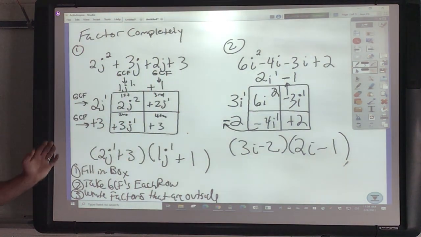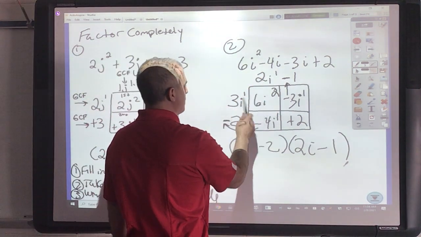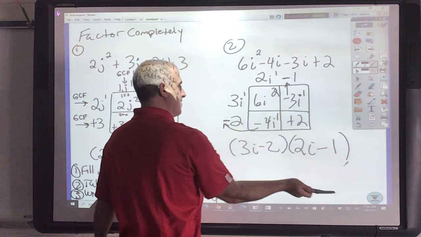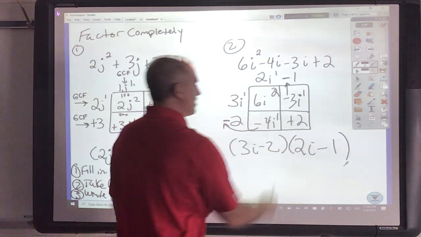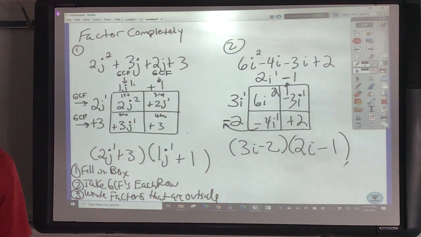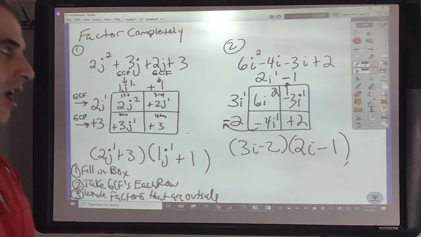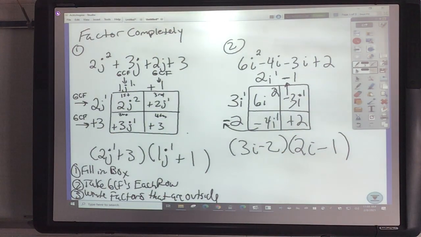Now, once again, you can use multiplication if you need to figure it out, because here's the idea. This time, just like we do normally, this times this has got to give me this. 3i times -1 would give me that. -2 times that gives me this. -2 times -1 gives me that. So that's the way you know you're correct with your factors, is it has to multiply. It's the reverse of the multiplication polynomial properties, okay?